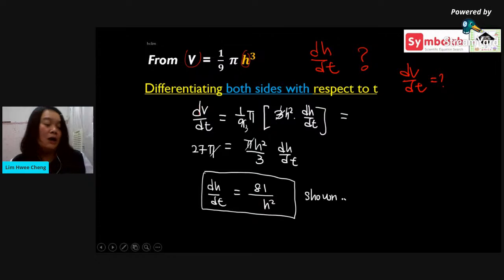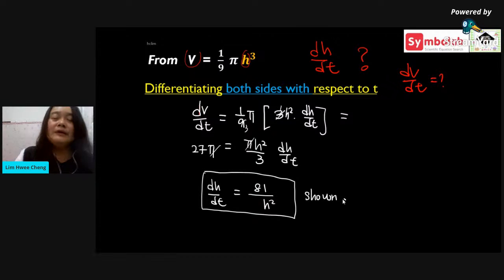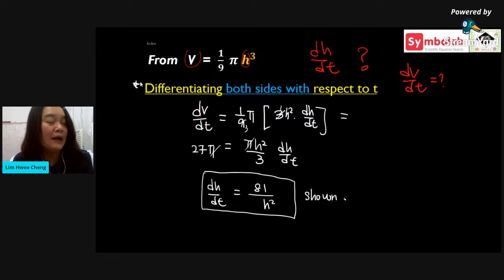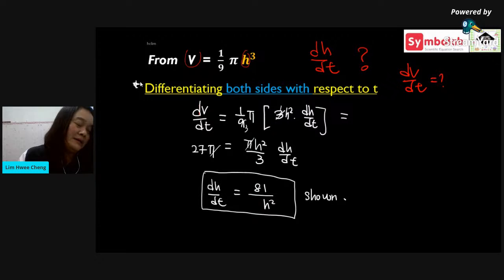Okay, this is how you show it. Very easy, you always use this. You differentiate both sides with respect to t, so you can easily get the result. After that, they ask you to calculate when t is 3 seconds. So what is h and what is dh/dt? If you want to find dh/dt, you have to find what your h is first, right?